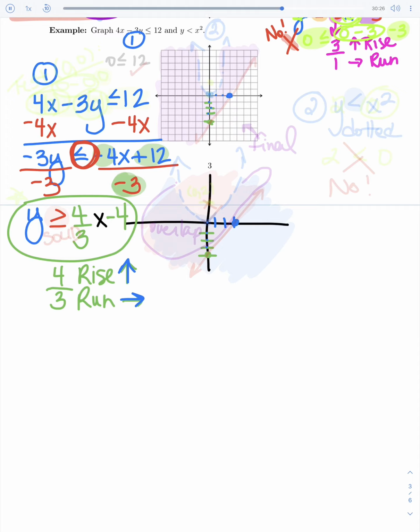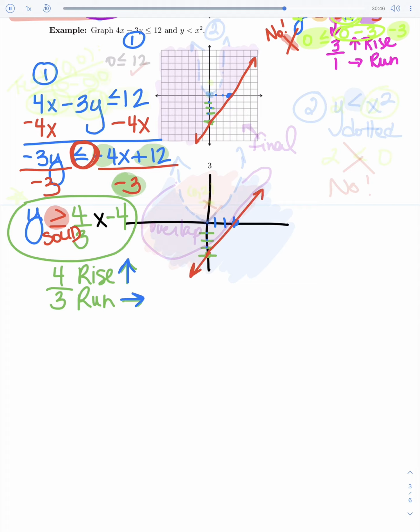Now, be careful before you draw your graph. What kind of graph is it? Remember, the greater than or equal to means that it's going to be a solid graph, not a dotted. So I can go ahead and draw in a solid line.